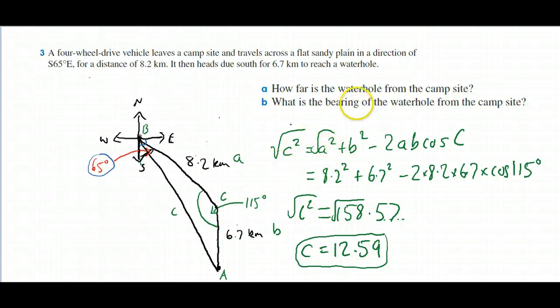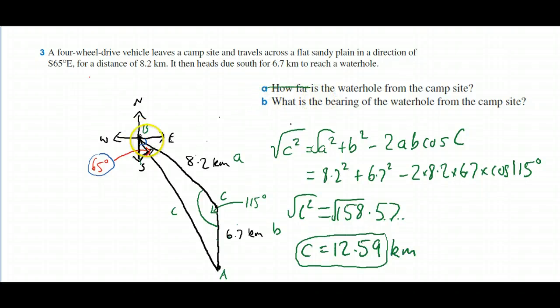So we've found the distance from the waterhole to the campsite. That's part A done. For part B, what is the bearing of the waterhole from the campsite? Okay, to work out the bearing of the waterhole from the campsite, we've got to go from the campsite down towards the waterhole. So that's going to be along this bearing of line C towards this point A. So what we're really going to be asking for is, what is this angle inside here?